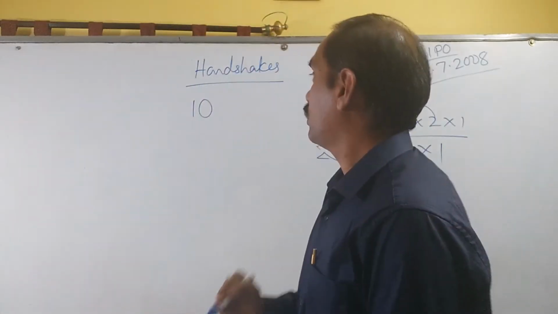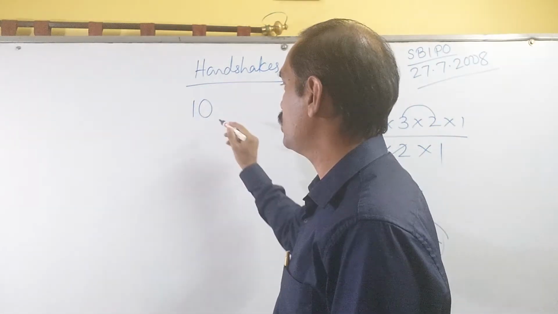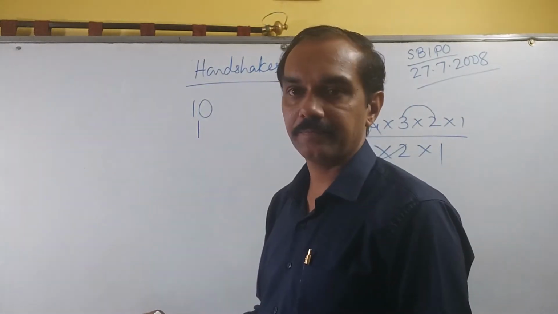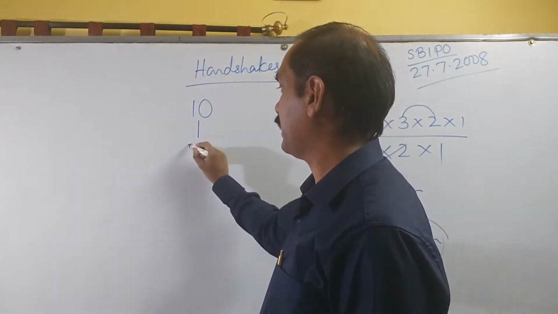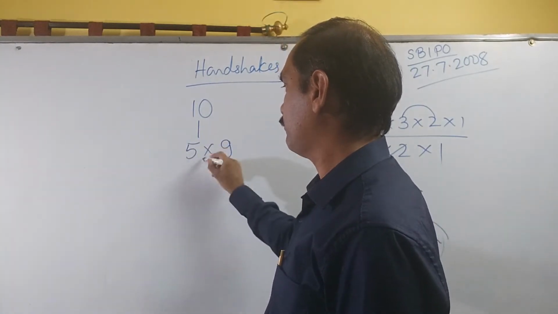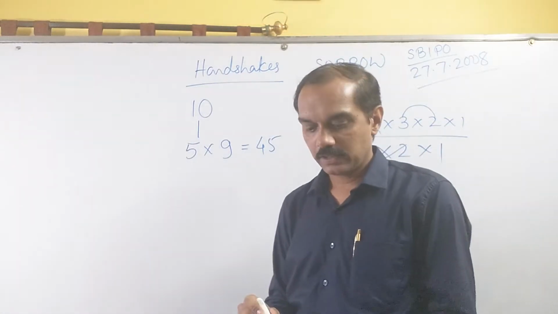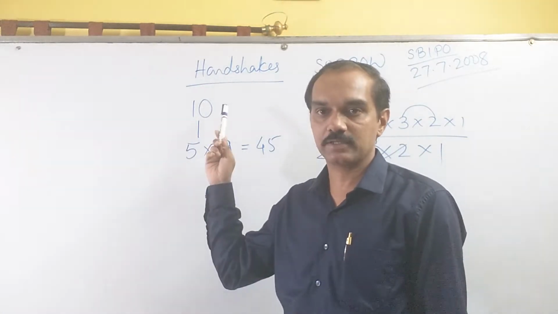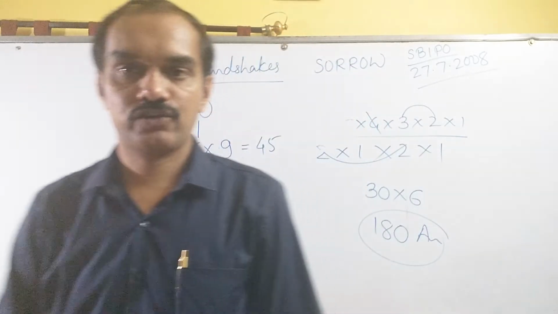If you come across this kind of problem, the trick to be used is half of 10. Straight away go for making it half. Half of 10 is 5. 10's preceding number is 9. 5 into 9 gives us the final answer 45. So if there are 10 persons, we can expect in all 45 handshakes.